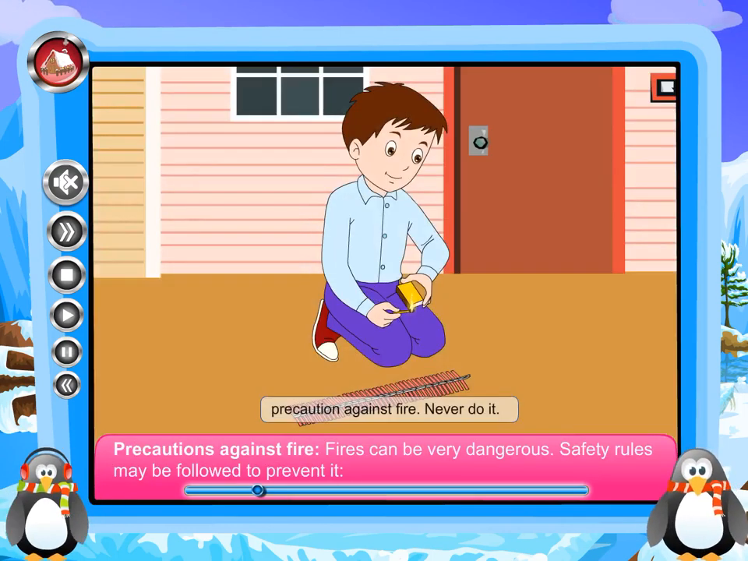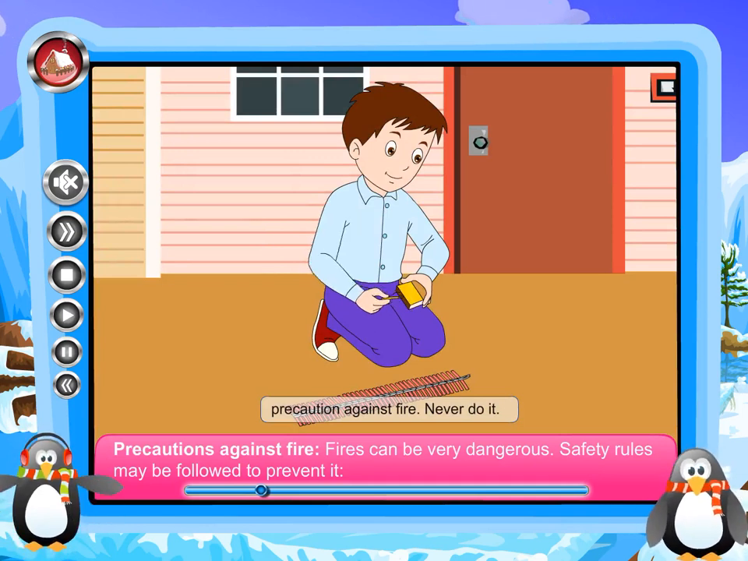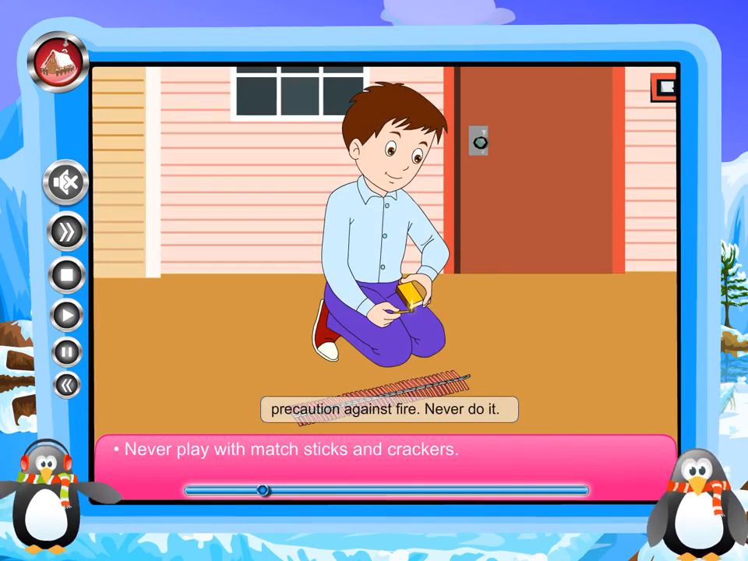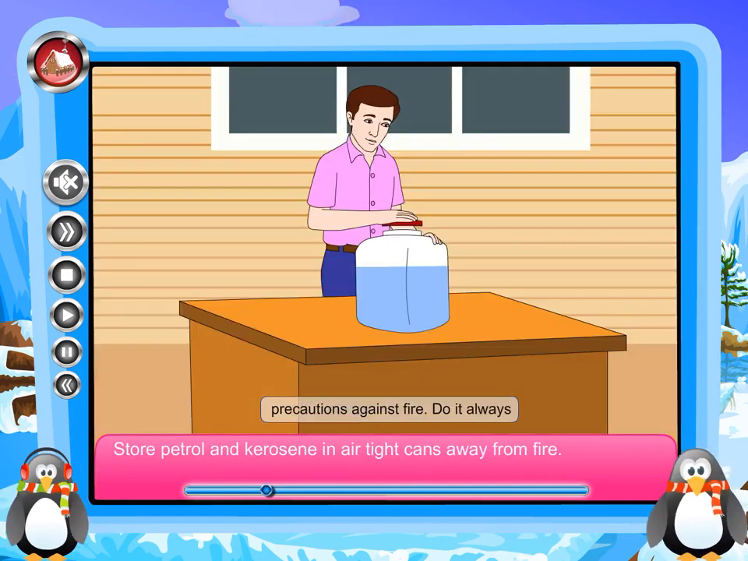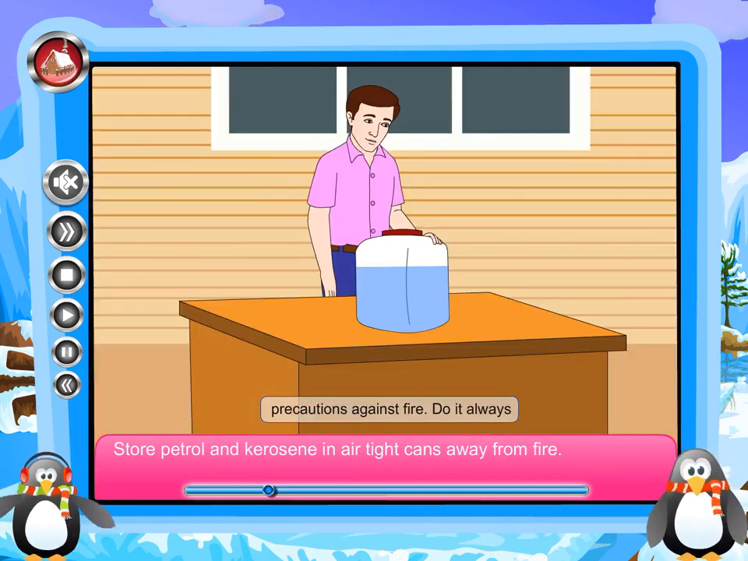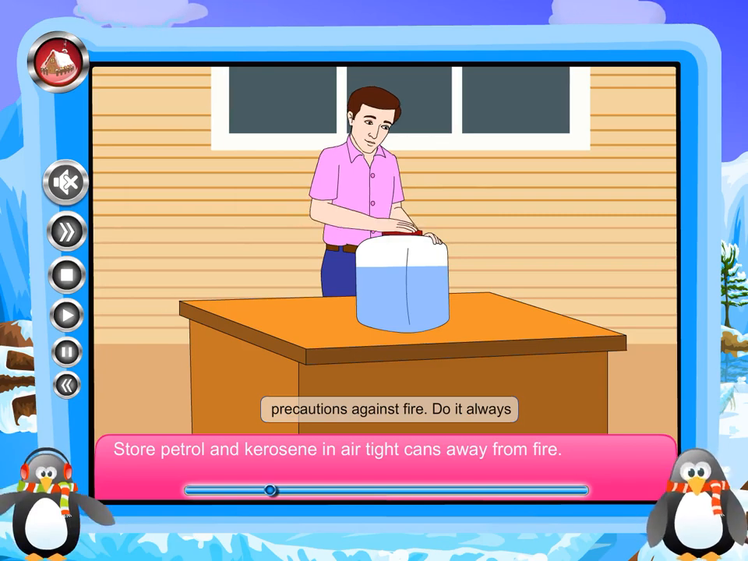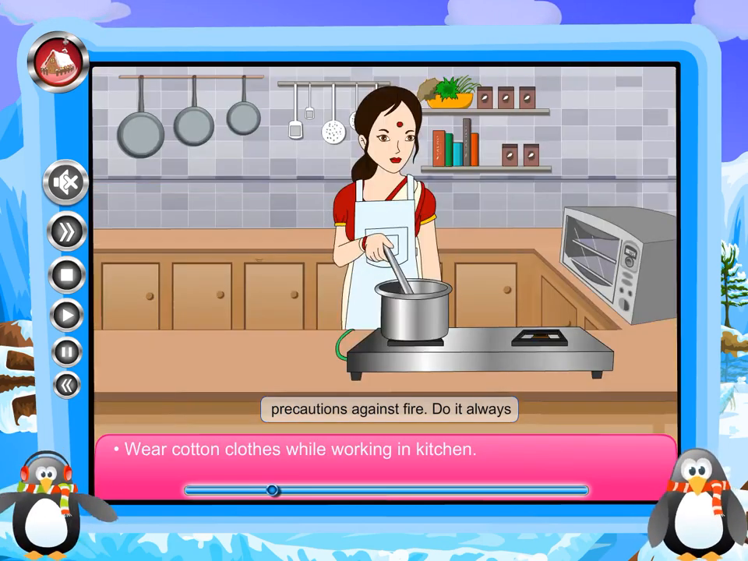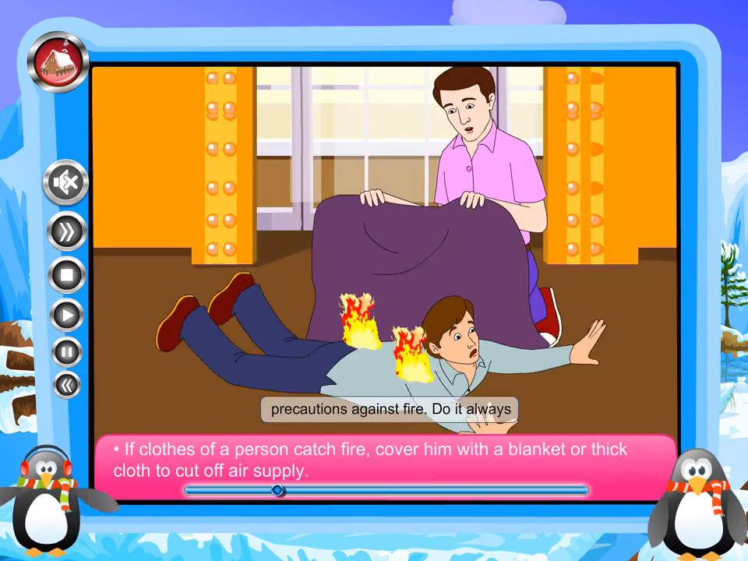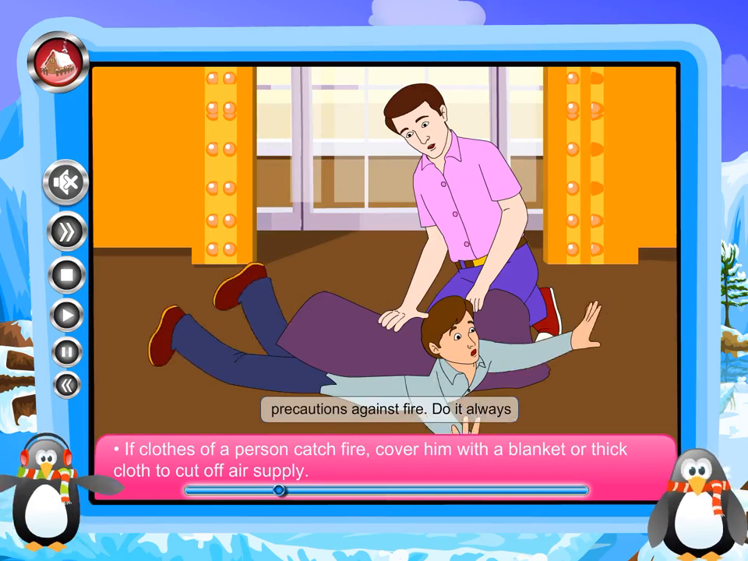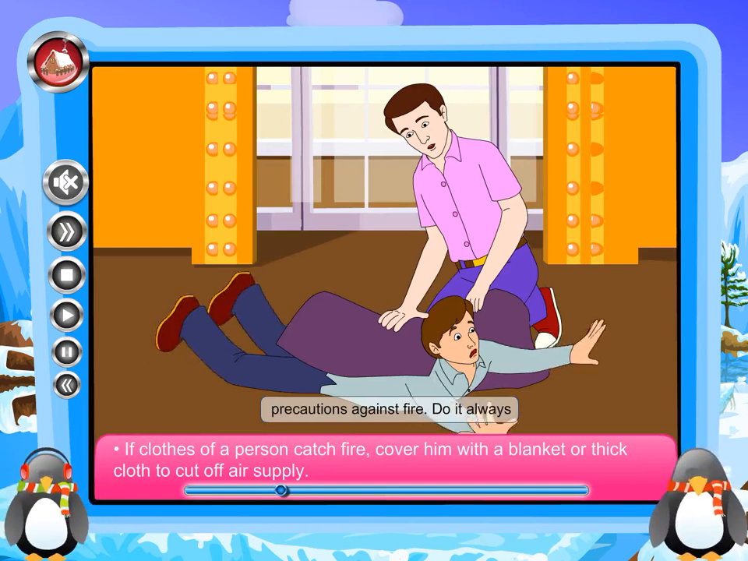Precautions against fire. Fires can be very dangerous. Safety rules may be followed to prevent it. Never play with matchsticks and crackers. Store petrol and kerosene in airtight cans away from fire. Wear cotton clothes while working in the kitchen. Switch off the gas stove when not in use. If the clothes of a person catch fire, cover him with a blanket or thick cloth to cut off air supply.